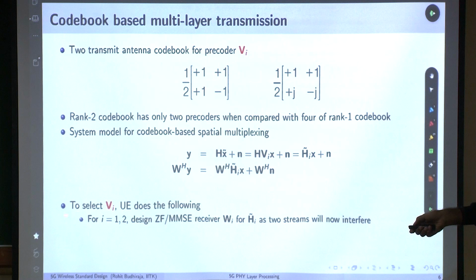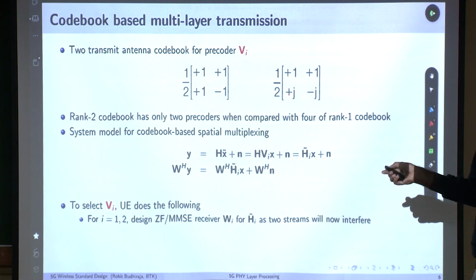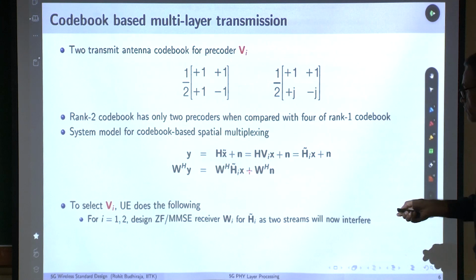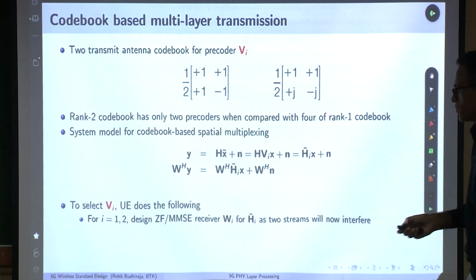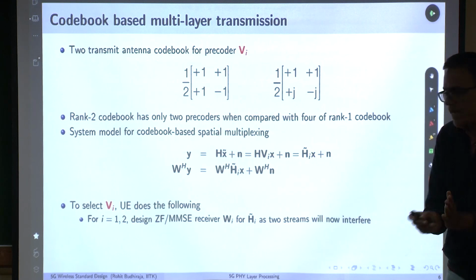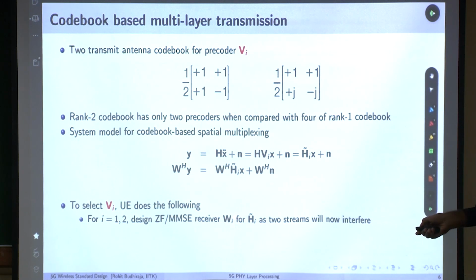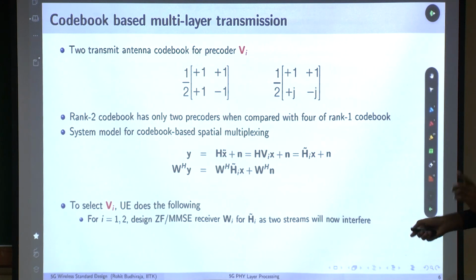For both of these entries, i will run from 1 and 2. There are two precoder entries. For each one of them, because it doesn't know what the best entry is, it has to run this operation for both. So it does H V1 and designs a receiver W for that. I call it Wi. And what is this H i tilde? So step number 1, precoder 1: you calculate H1 tilde and design W1 for that.